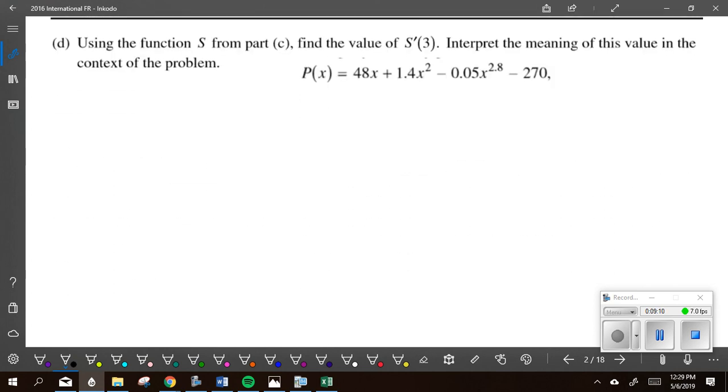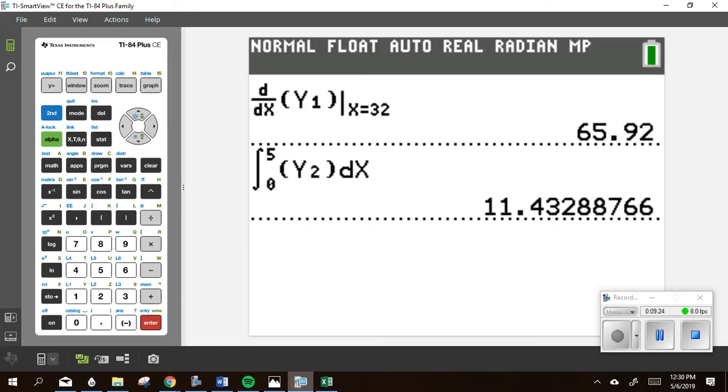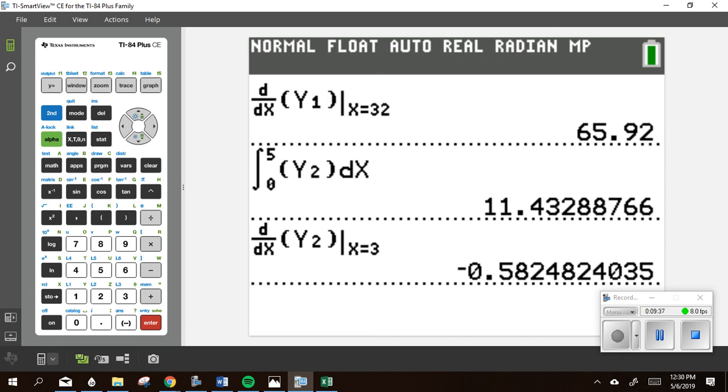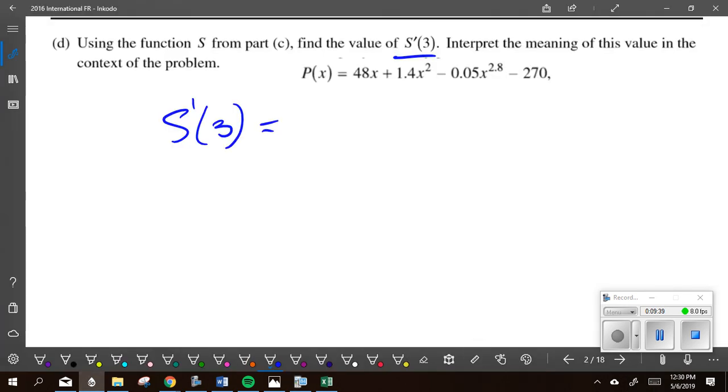Using the function s from part C, find the value of s prime at 3. So that part right there is super easy. How do I find s prime at 3? You got a calculator, use it. In my calculator, I'm going math 8. Math 8, dx, alpha y2 is typed in my calculator. I'm finding s prime at 3, so I type in 3. I hit enter, I get negative 0.582. That's a point. Everybody go with that point.